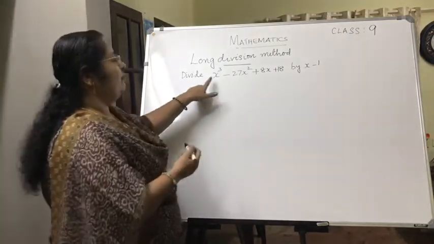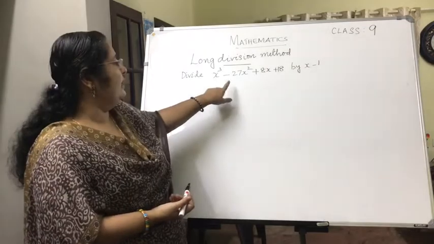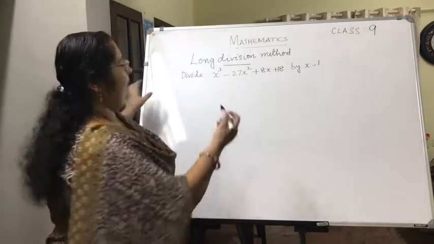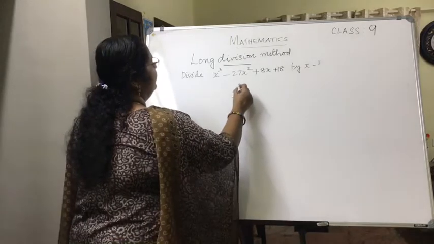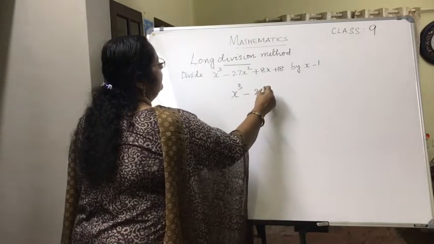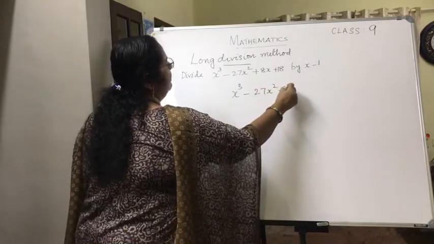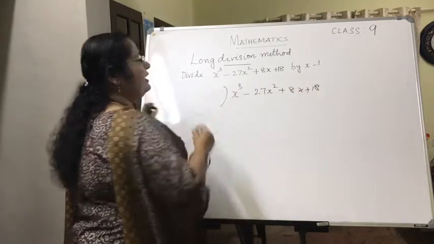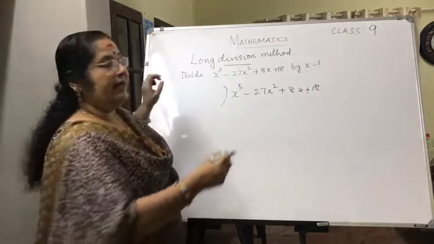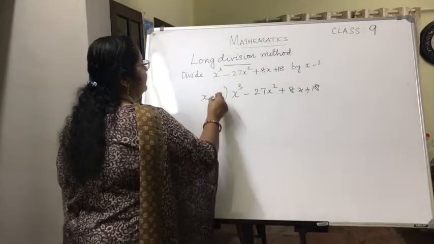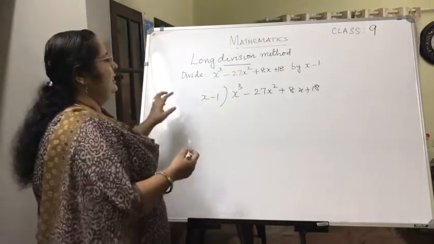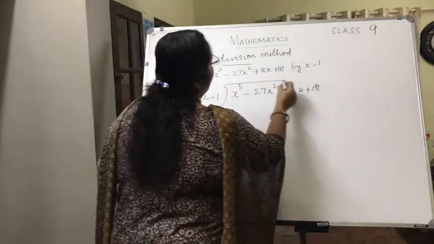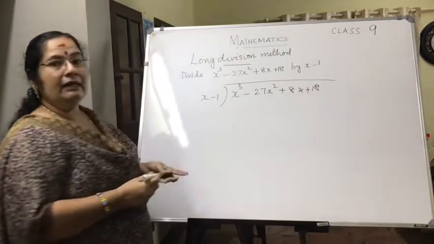Okay, so which is the dividend? The dividend is x cube minus 27x square plus 8x plus 18. So I am writing the dividend here: x cube minus 27x square plus 8x plus 18. Now which is the divisor? The divisor is x minus 1. See, now the quotient I am going to write over here, on top.